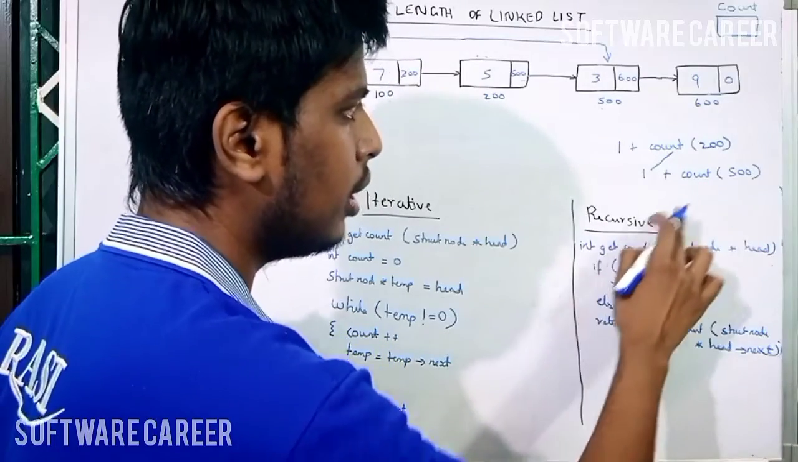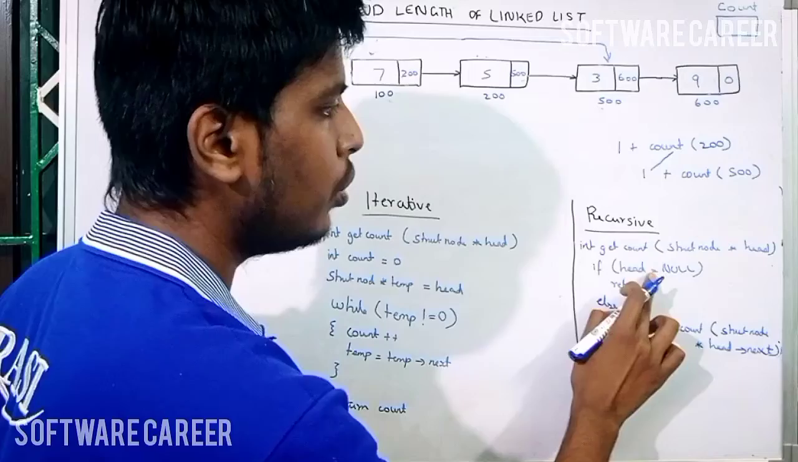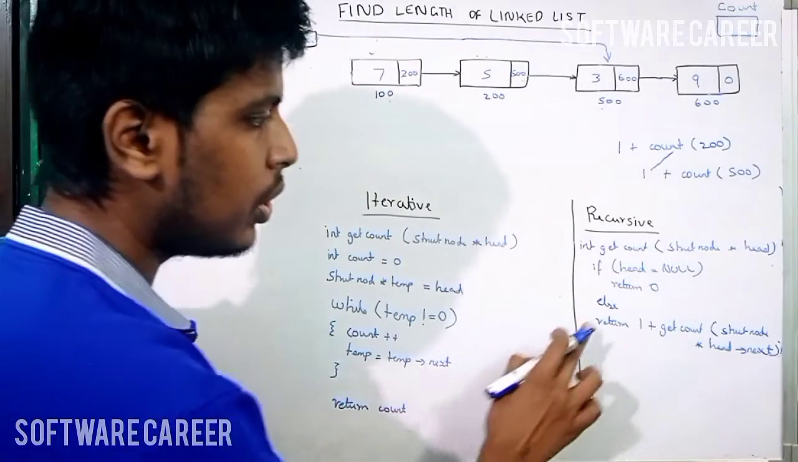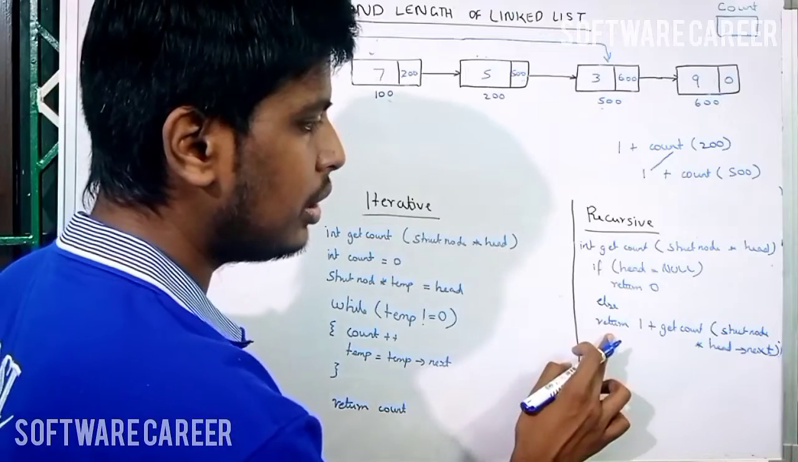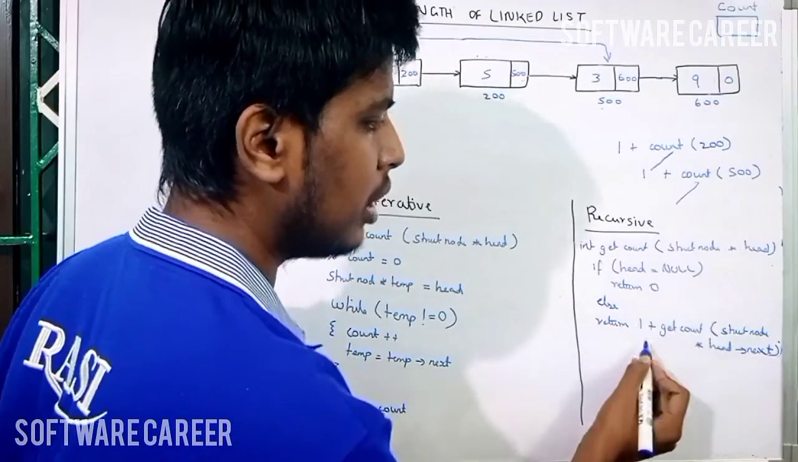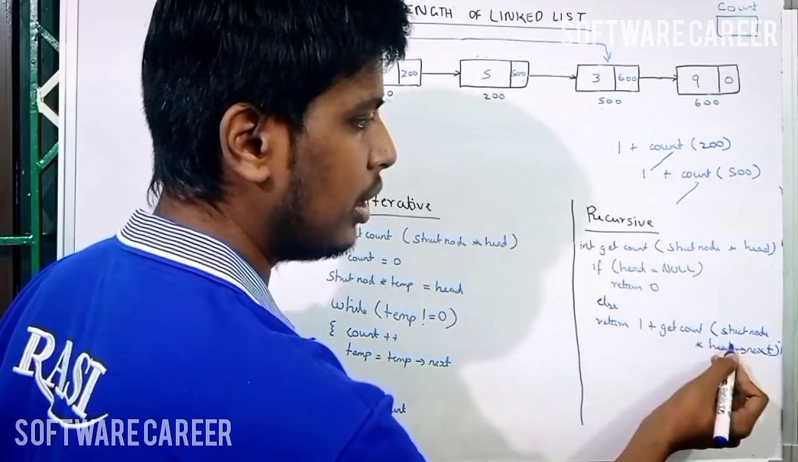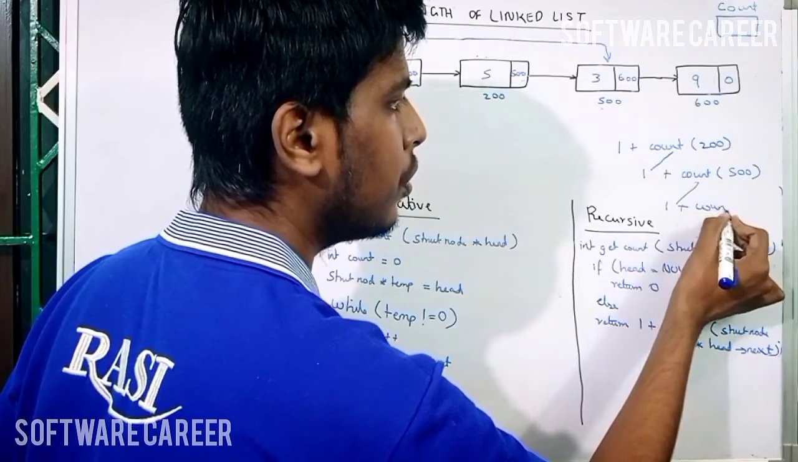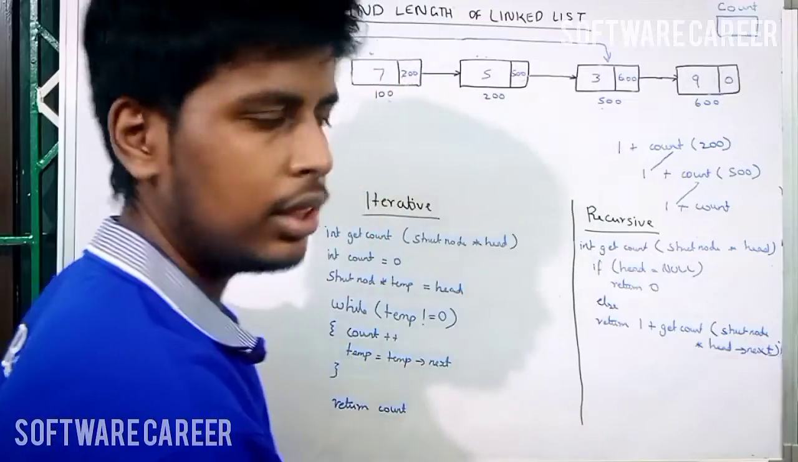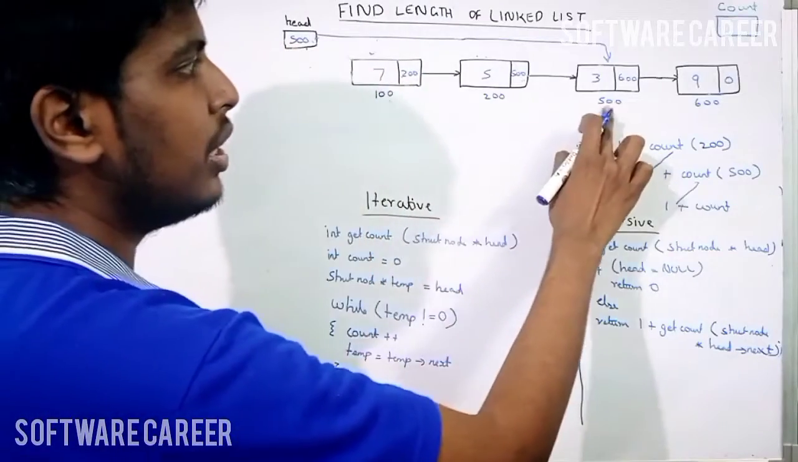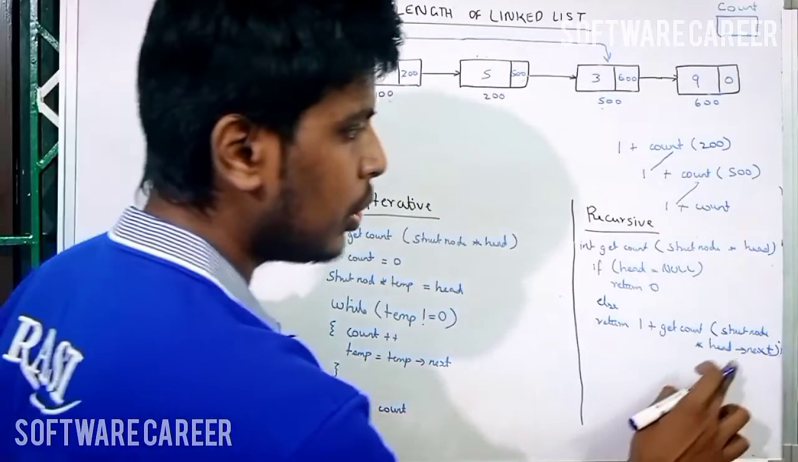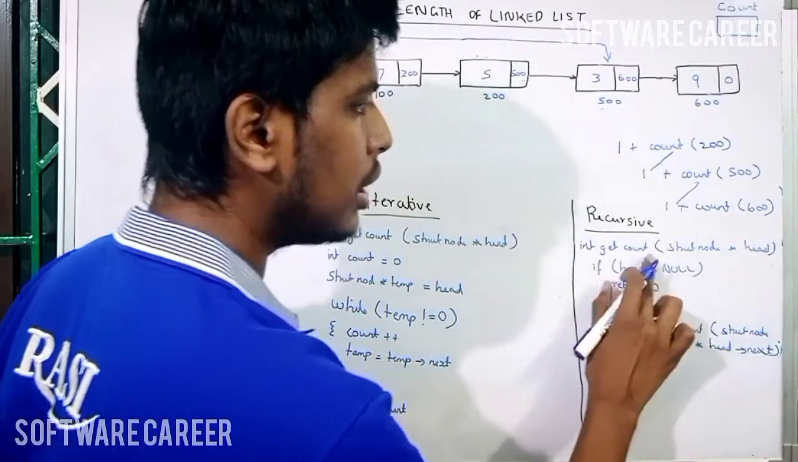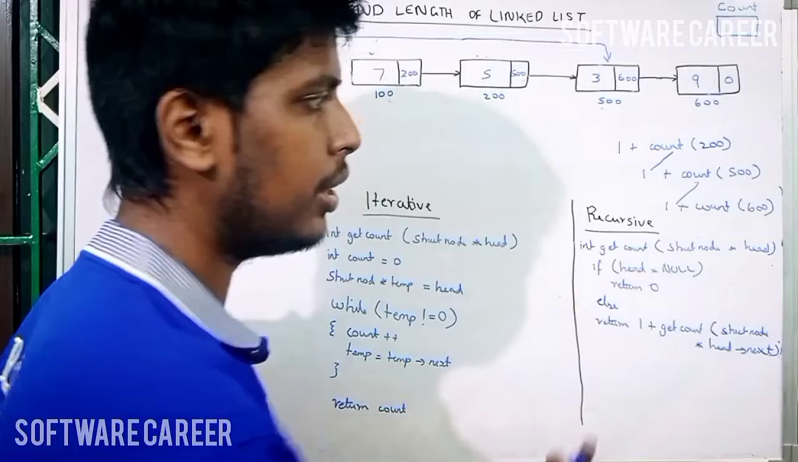Now I am again calling this function. Now it's checking. Now this is count 500. If head is 0, head is not 0. So I am going to the else condition. Now else return 1 plus, again a recursive function. So 1 plus count of head next. Head is 500. 500's next is 600. So I am putting here 600. Count of 600. Now this function is called, 600 is head now.